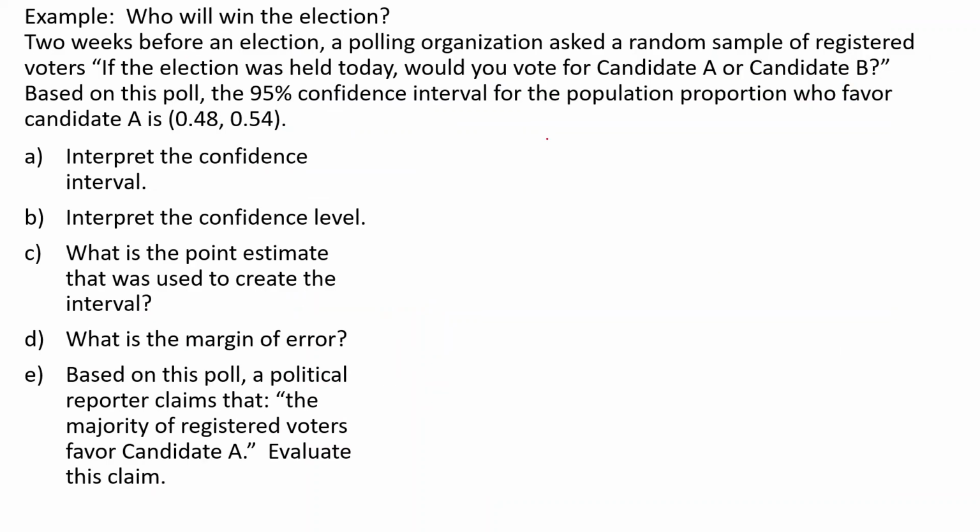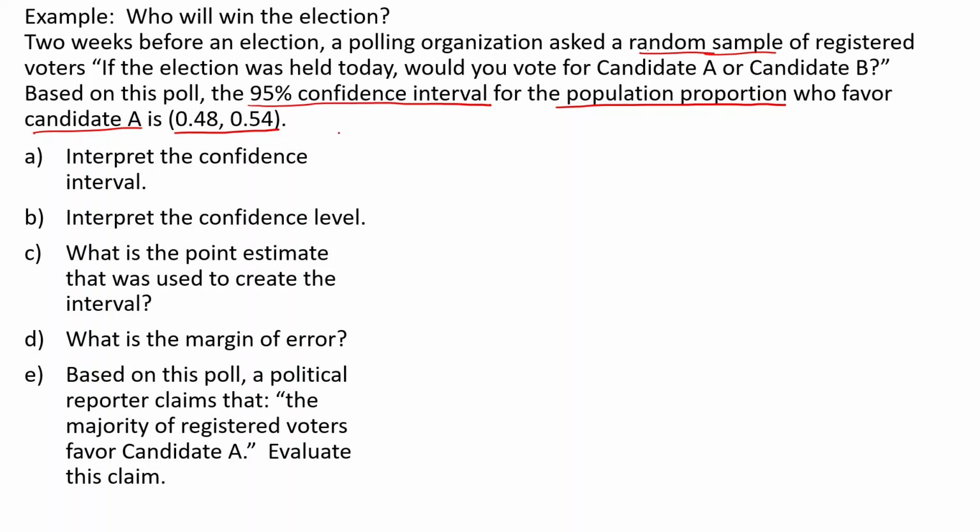All right, so here's an example. We just want to answer these couple of questions here. So 2 weeks before an election, a polling organization asked a random sample, good, gotta be random samples, of registered voters, if the election was held today, would you vote for candidate A or candidate B? Based on this poll, the 95% confidence interval for the population proportion who favor candidate A is 0.48 to 0.54. So interpret the confidence interval.